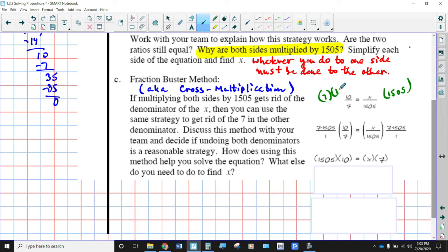So essentially what we have to do is multiply both sides times both the 7 and the 1,505. This one will cancel out the 7, and this guy cancels out the 1,505, leaving you with 10 times 1,505 and 7 times x, what we have here. Now, what I have found is it works much easier if you just picture it like this.